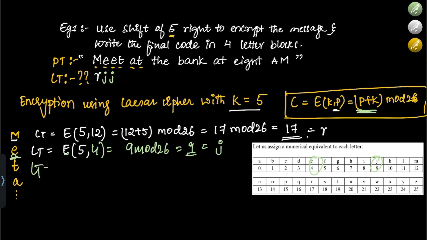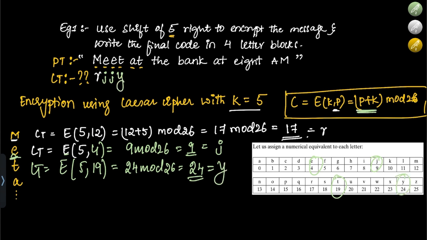Now for T, the cipher text E of 5 comma T equivalent is 19. So here it would be equal to 19 plus 5 is 24 mod 26. 24 is less than 26, so 24 is the answer. 24 equivalent is Y, so I write Y here as the answer.